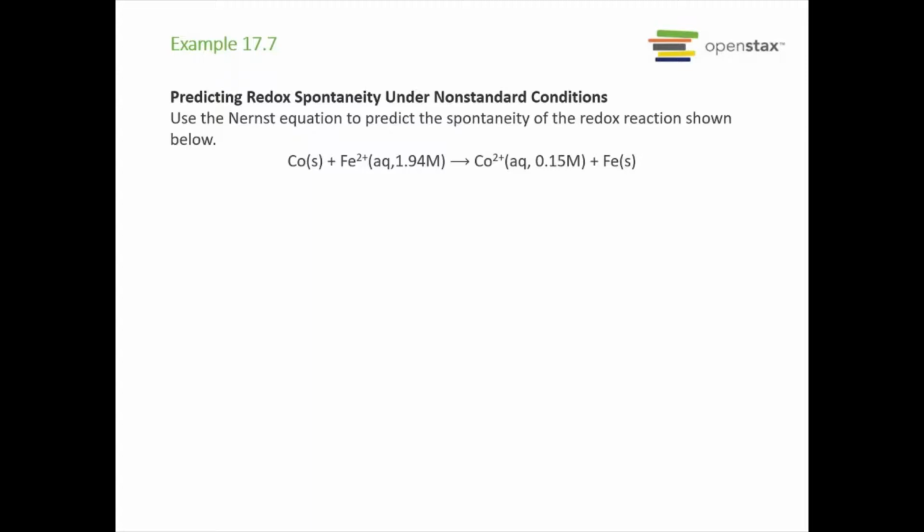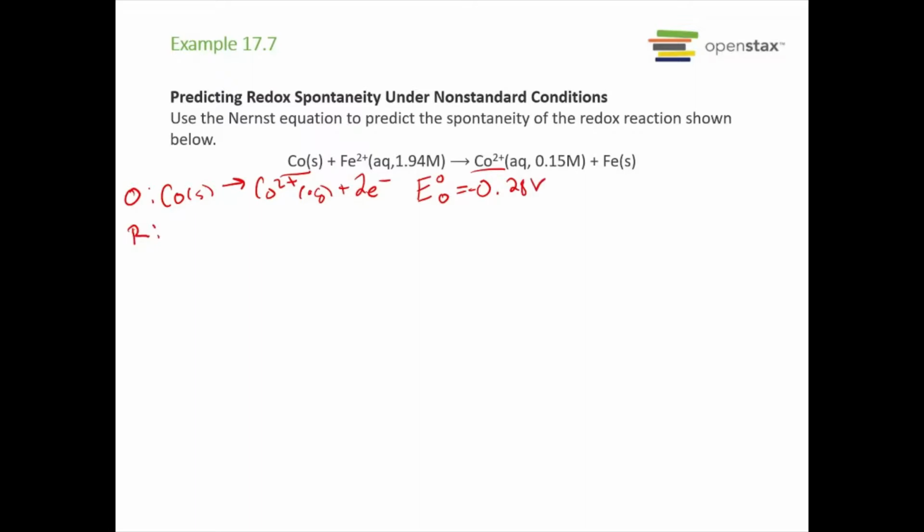So cobalt here is being oxidized. It's going up in oxidation number. So this is going to be our anode. So we see solid cobalt going to Co2+ aqueous plus 2 electrons. And the standard potential for this is equal to negative 0.28 volts.